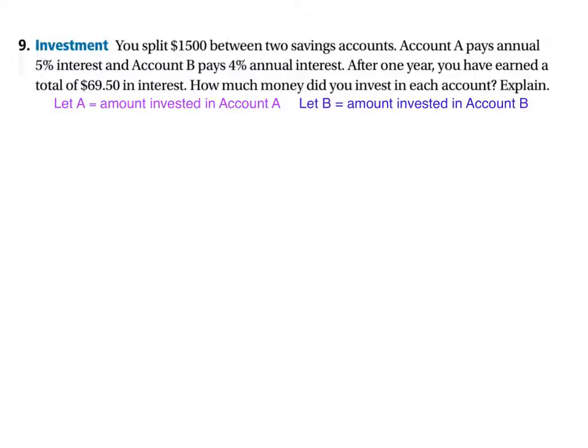Okay, so if we want to write these equations, we have $1,500 to split. We know right away, and this is kind of an interesting idea, that the two amounts are going to have to add up to $1,500. So A plus B, the amount in account A plus the amount in account B, is going to equal the $1,500. That's straight away one thing.